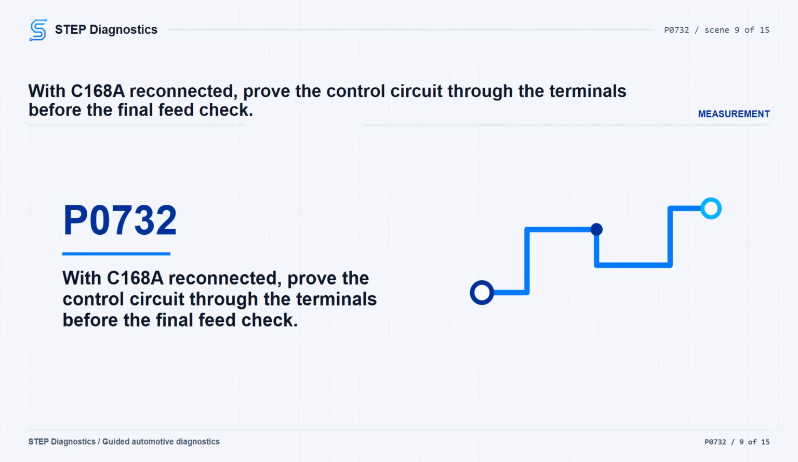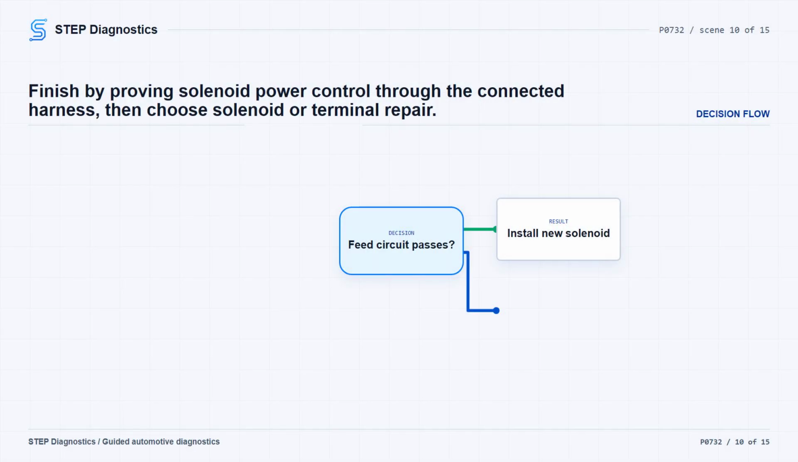Reconnect the transmission vehicle harness at C168A and check the solenoid control circuit with the harness connected. For the TCC solenoid, measure C1841 pin 2 to C1381T pin 33. For the line pressure control solenoid, measure C1840 pin 2 to C1381T pin 20. The pass point is the resistance less than 3 ohms on the suspect circuit? If yes, go to the final power control check. If no, treat it as a terminal fitment issue and repair any loose, damaged, or bent terminals.